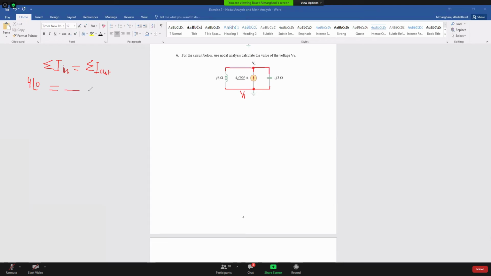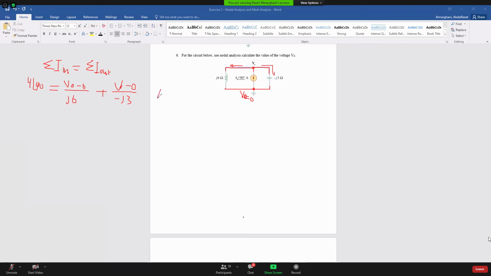I'm going to use Ohm's law to find them. Current here is leaving, and current here I'm assuming it's leaving. So across this, it's V0 minus the voltage here, which is actually 0 volt, minus 0 divided by J6. This one here is V0 minus 0 divided by minus J3. Oh, this is 90. So this is the equation here.